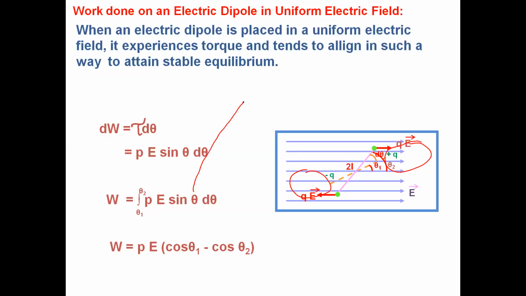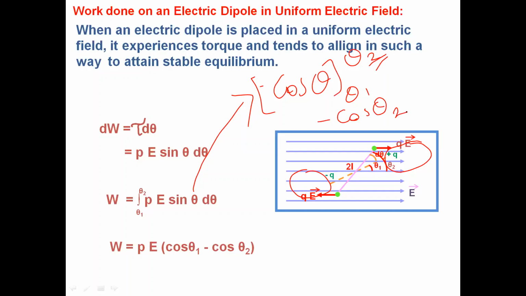As we discussed, integral of sine theta d theta is minus cos theta, right? After doing the integration, we will always apply the limits of integration. So you can apply the upper limit, that is minus cos theta 2, minus lower limit, cos theta 1. Already one minus is here, so minus minus becomes plus cos theta 1.